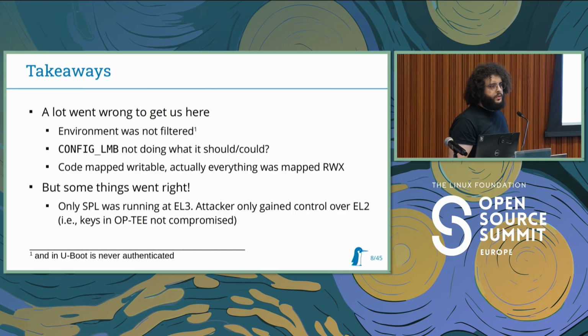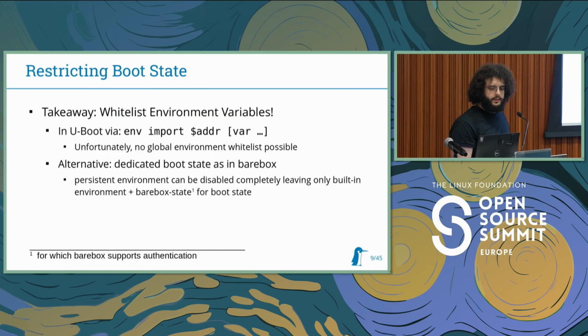But there were also some things that went right: this was not a full system exploit because U-Boot was running at a lower privilege level. So if you had at the highest privilege level some encryption keys, for example, these were at least secure, but the rest of the system, starting with U-Boot, the kernel, the user space, was all compromised by a very simple attack. And because of that, you should do U-Boot environment whitelisting.